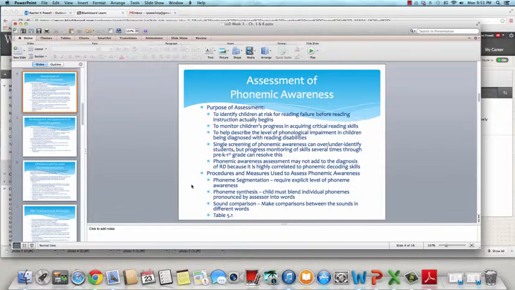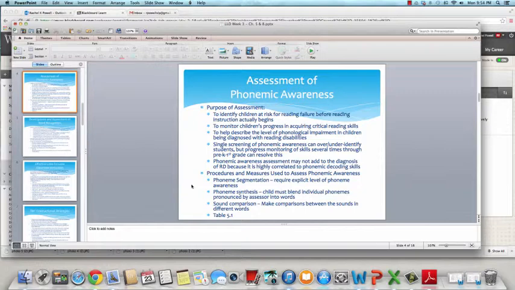The assessment also can help describe the level of phonological impairment in children being diagnosed with reading disabilities. However, using it as a diagnostic isn't often as beneficial as using it as a screener. Now, the single screening of phonemic awareness can over or under identify students, but the progress monitoring of skills several times through pre-K through first grade can resolve this.